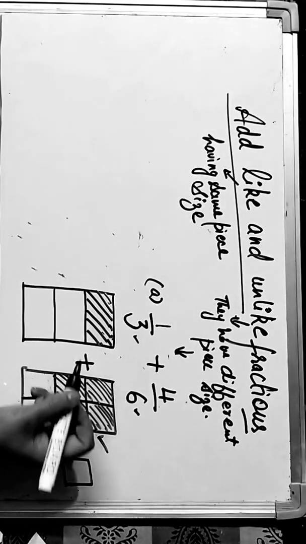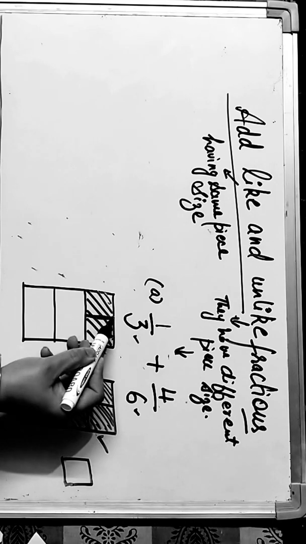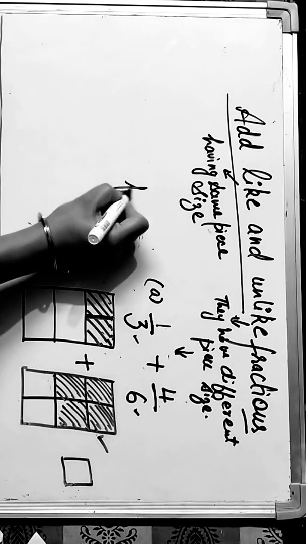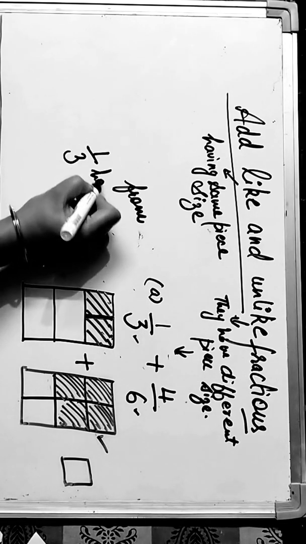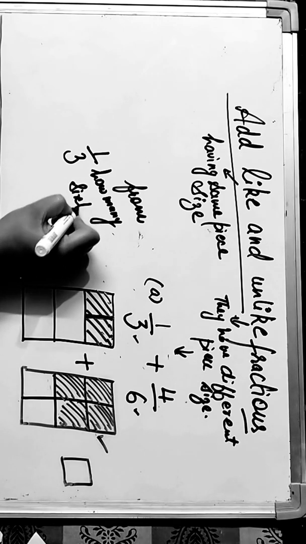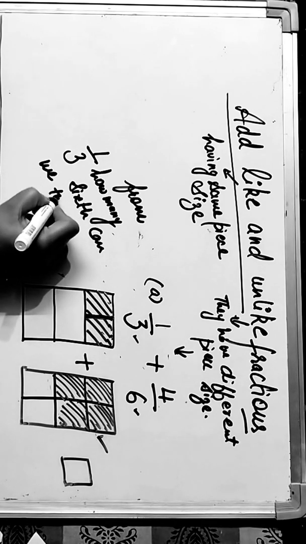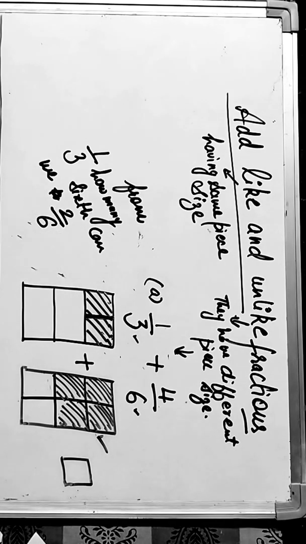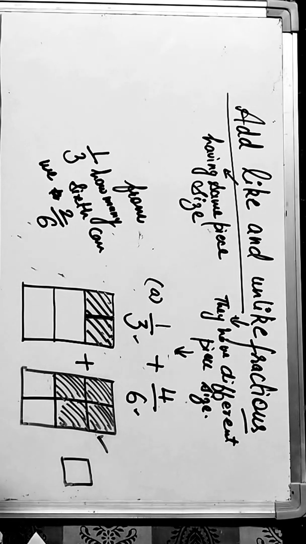So what will I do? I will cut this into 2 parts. So from 1/3, how many 6th can we take out? 2. 2/6. Okay, from 1/3, how many 6ths can we take out? 2/6. So how will we write it?